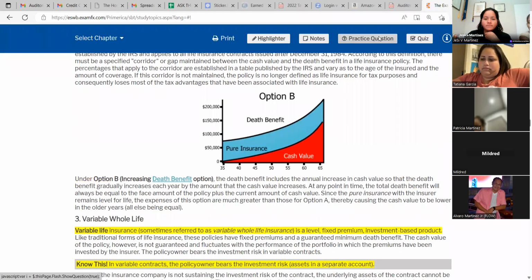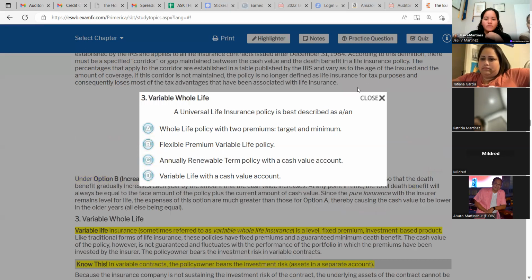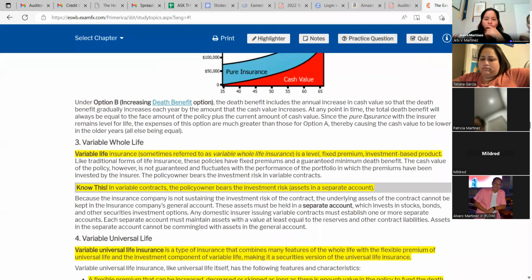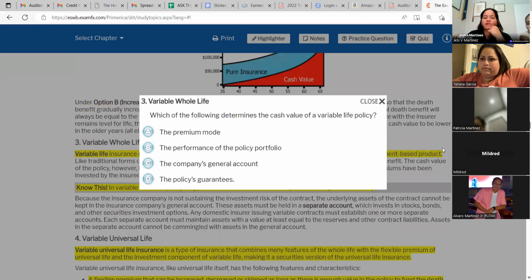A little bit more. Okay, we just saw that one. Which of the following determines the cash value of a variable life policy? Let's see: the premium mode, the performance of the policy portfolio, the company's general account, or the policy's guarantees.